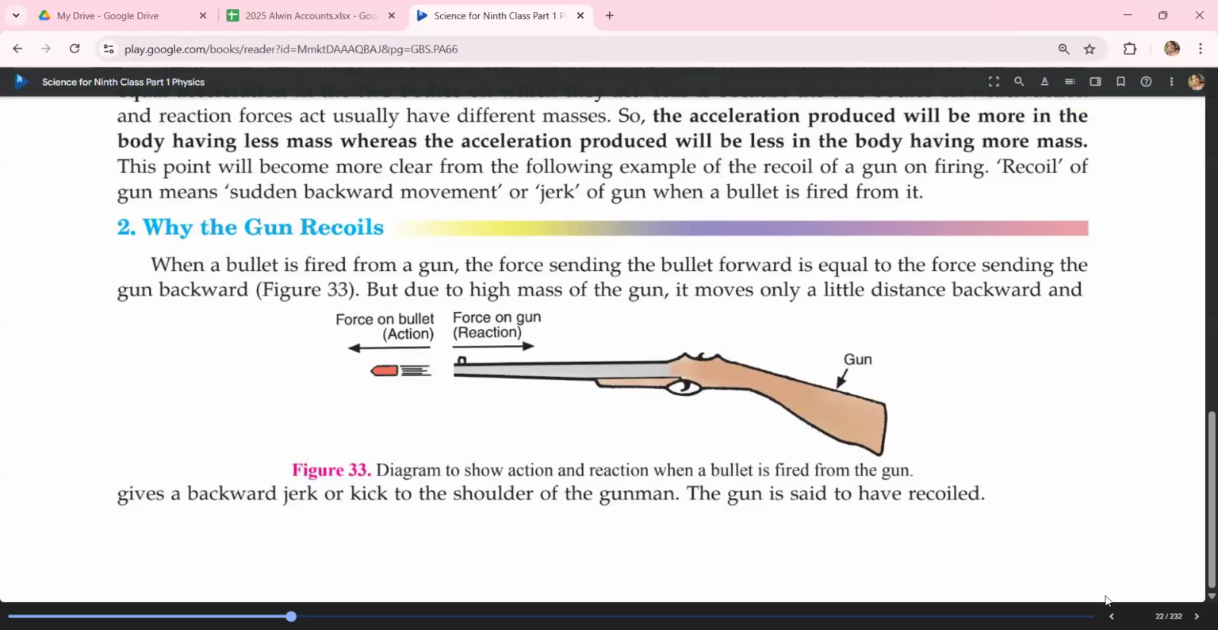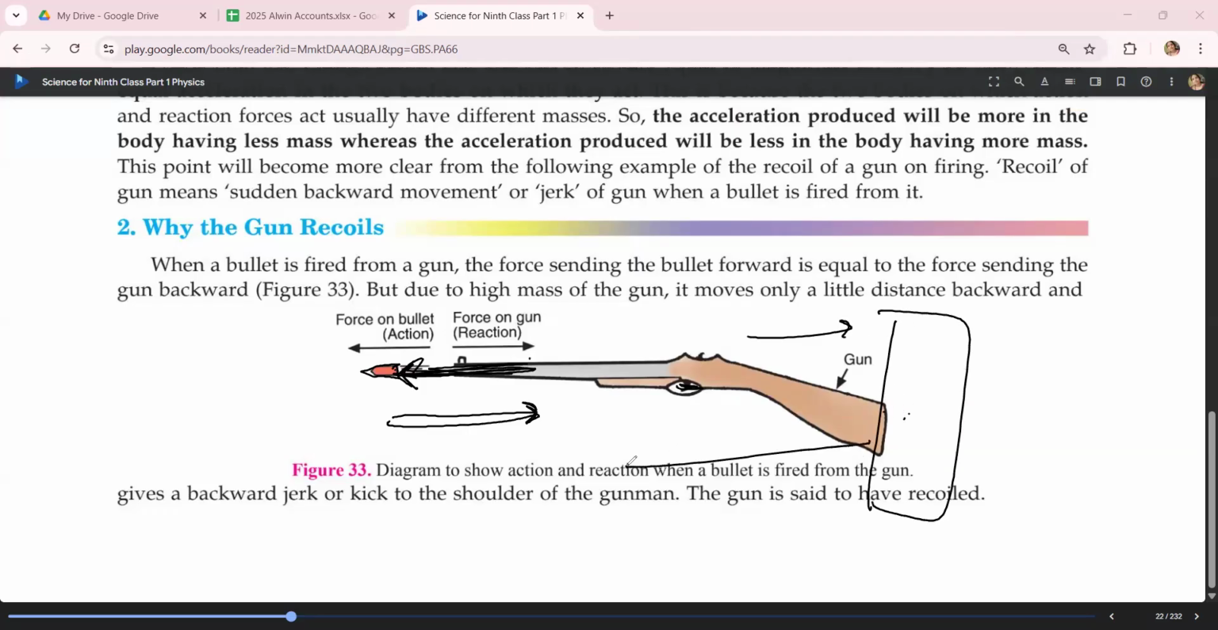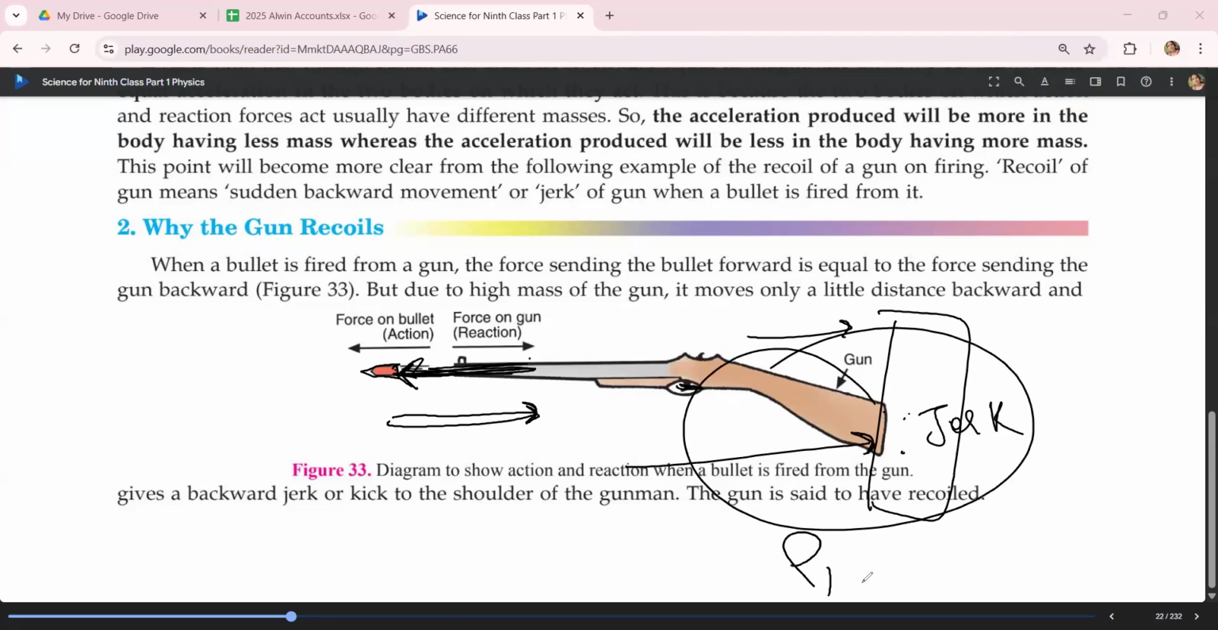Because when you have pushed the trigger down, the bullet with a very high force leaves the rifle or the gun, right? So actually, your rifle is pushing the bullet outwards. This is the action. You have pushed it ahead. The bullet, while moving outwards, will push the gun backwards, which you will feel on your shoulder. This sudden backward motion, this jerk, is called recoiling of the gun.